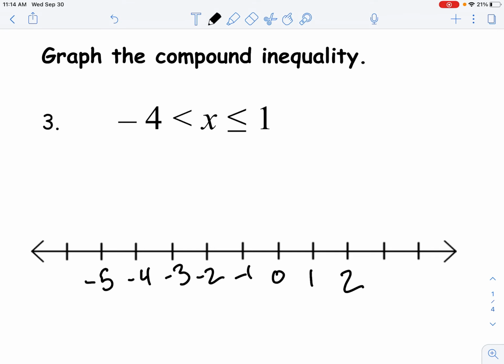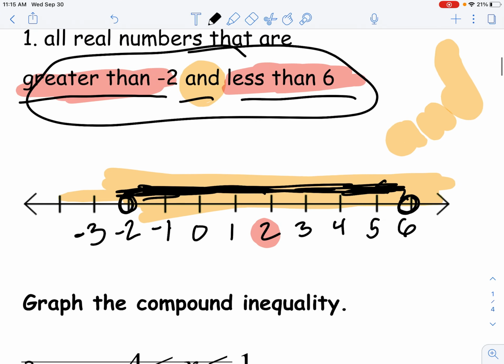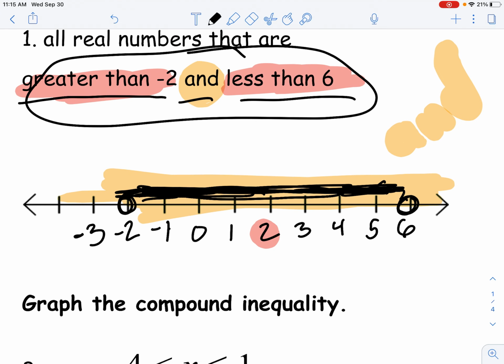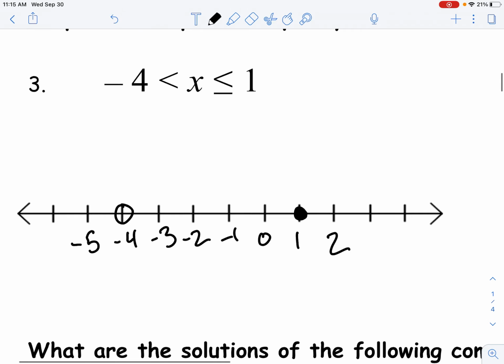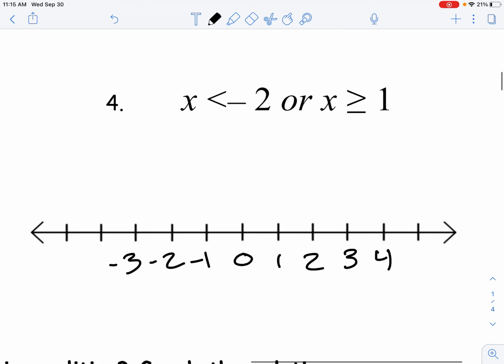So I'm going to put a point at -4. I'm going to make it an open circle because there's no equal sign attached to that. But there is an equal sign there. So that's going to be a closed circle at 1. I need all of the points directly between them because this is an and problem. And it's going to end up looking like this with a line between them. So I can actually just connect these with a line just like this. And we're done with that one. The next one is an or problem.